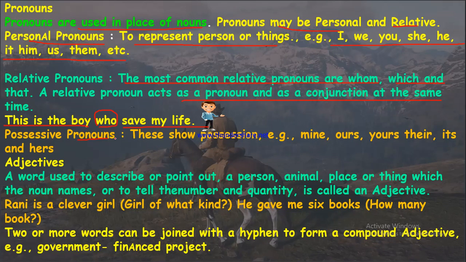Now let's talk about possessive pronouns. These show possession, like mine, our. For example, this is my property, don't come onto my property. There are so many examples for it.